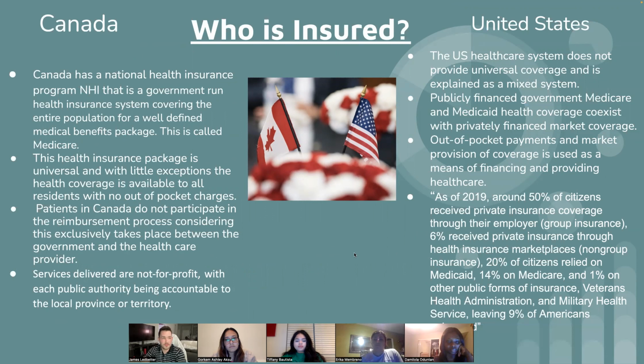Who is insured? Canada has a national health insurance program that is a government-run health insurance system covering the entire population for a well-defined medical benefits package. This is called Medicare. This health insurance package is universal, and with few exceptions, the health coverage is available to all residents with no out-of-pocket charges.